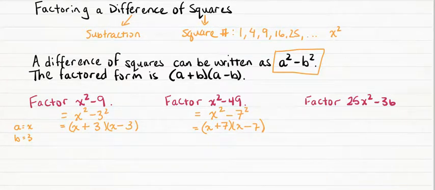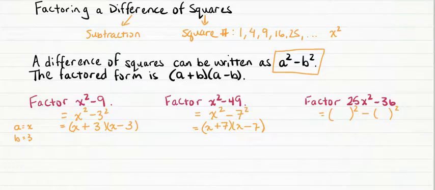The third example is to factor 25x squared minus 36. So this one might be a little bit trickier just because of that coefficient of 25 with the x squared. But what we want to be able to do is, if this is in fact a difference of squares, we need to be able to write it as something squared minus something squared. So how could we do that here? So something all squared minus something all squared.